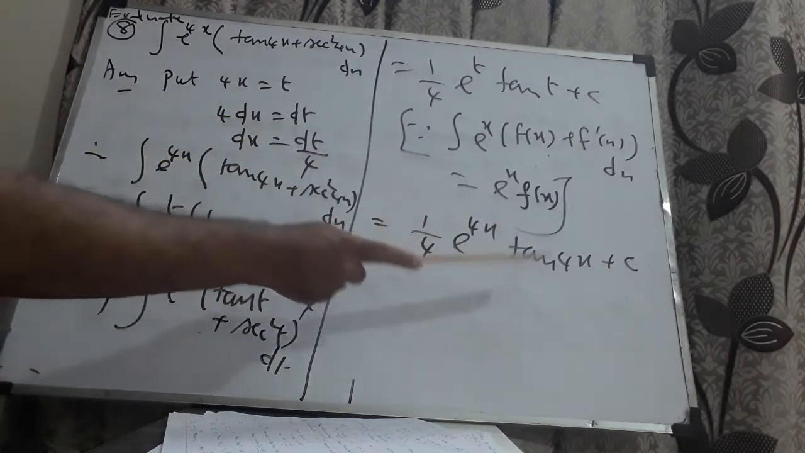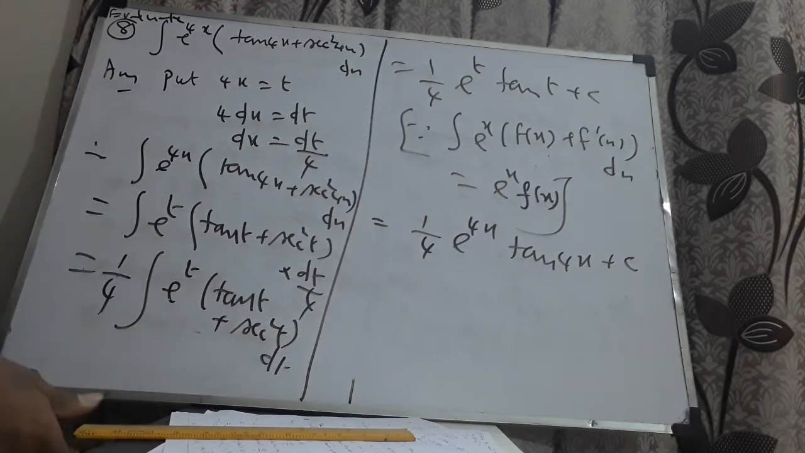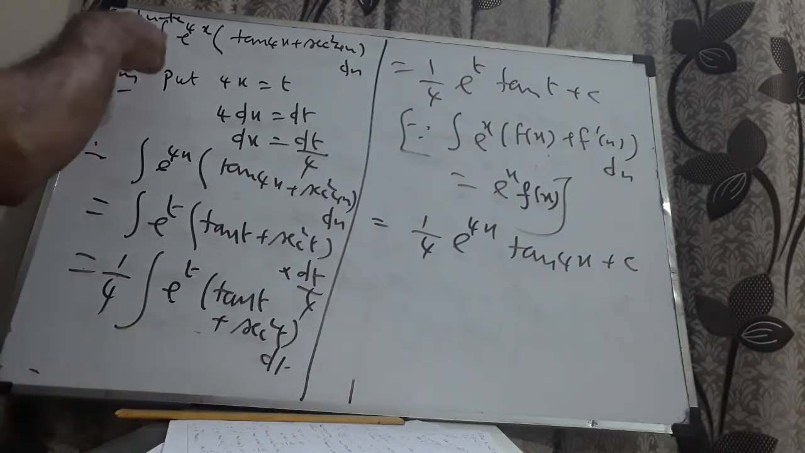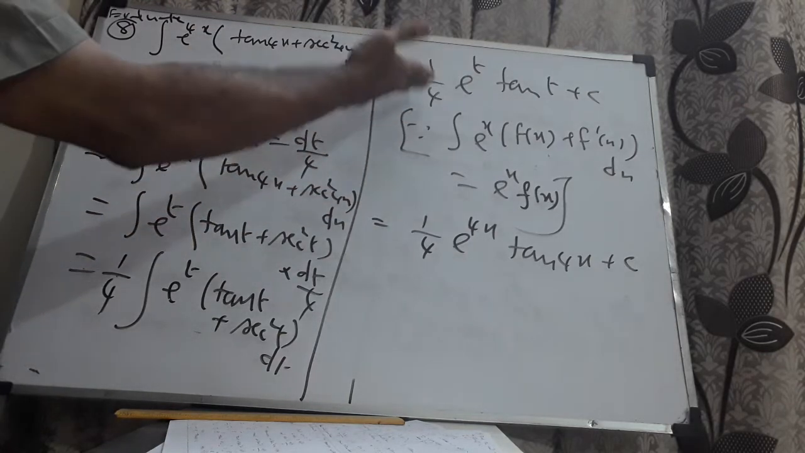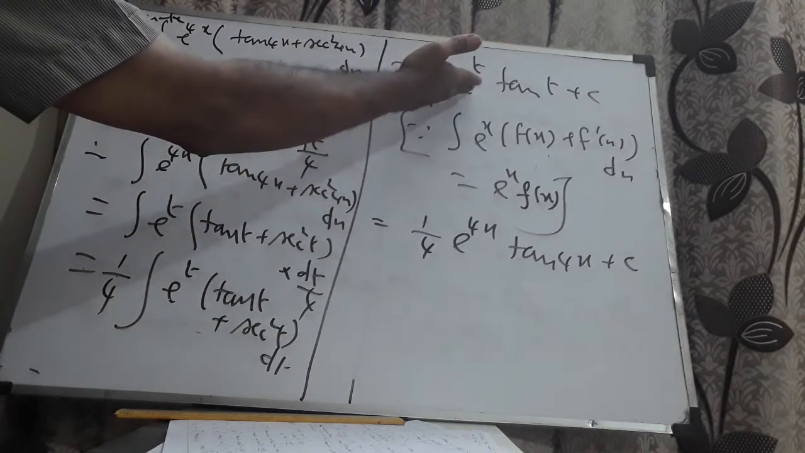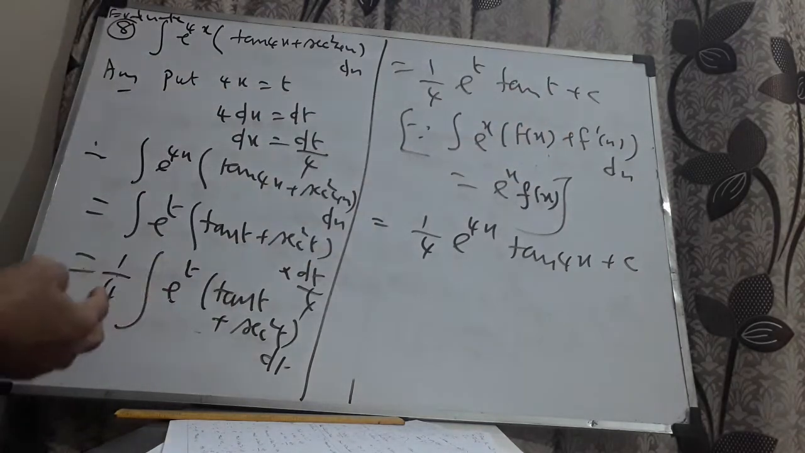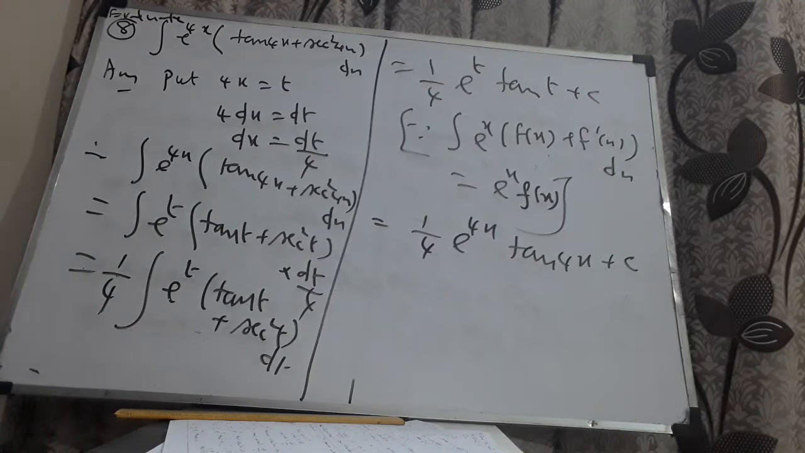So it is 1 by 4 e power 4x tan 4x plus c, and you can have a generalization. Integral e power ax tan ax plus secant square ax dx will be automatically 1 by a e power ax tan ax plus c. A here is 4. You can have infinitely many real values for a. I hope it is easier for everybody to follow. The same method is to be followed. ax will be t, a dx is dt, dx is dt by a. Therefore, 1 by a is taken out.